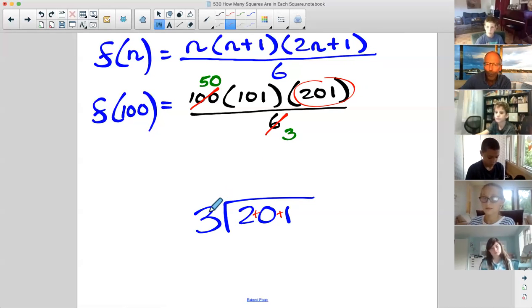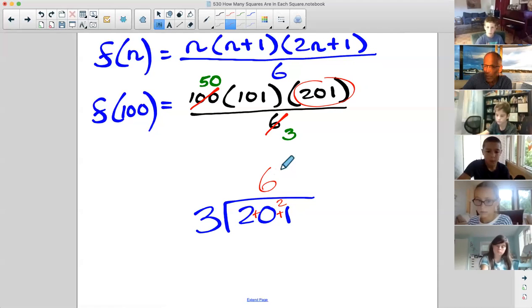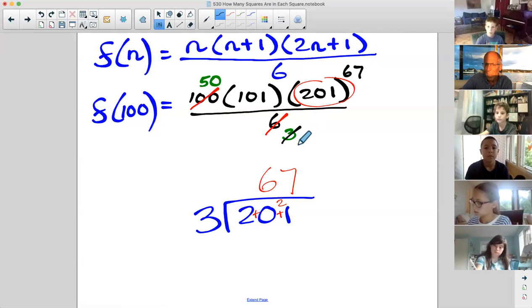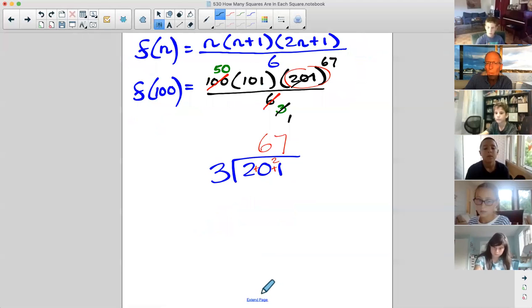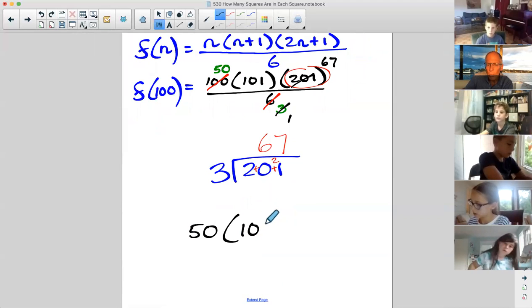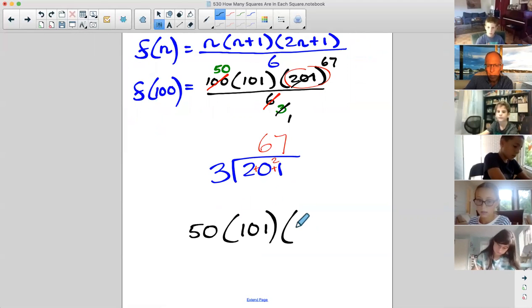And so therefore 3 goes into 26 times with a remainder of 2. 3 goes into 21 7 times. And ladies and gentlemen, that is 67 and 1. Now, all you have to do now is 50 times 101 times 67. And that's going to be your answer.